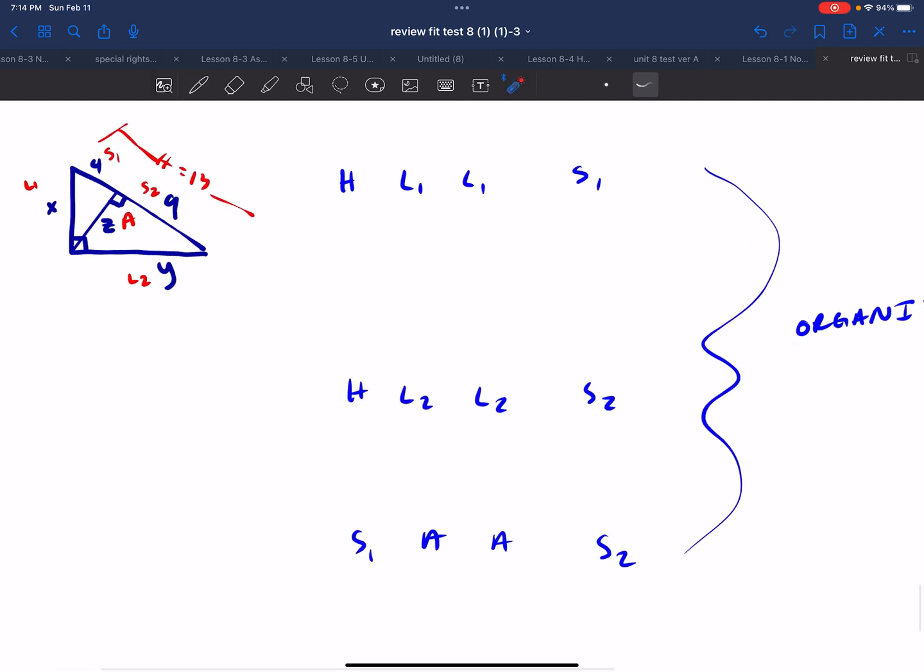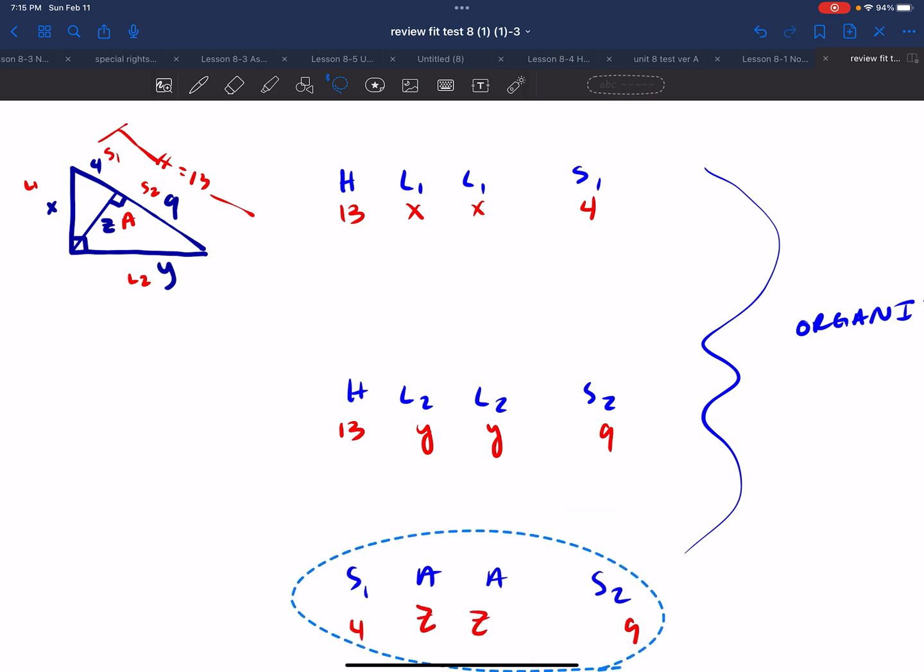So let's go ahead and fill everything in. H is 13. So for all the H's that you see, write 13 underneath. Leg 1 is x. So again, for all the leg 1s that you see, write x. Segment 1. Where's segment 1? That's 4. So I put 4 here and a 4 here. Leg 2, that's y. So y here, y there. And then segment 2 is 9, so 9 here, 9 there, and then lastly the altitude is z. So z here, z there.